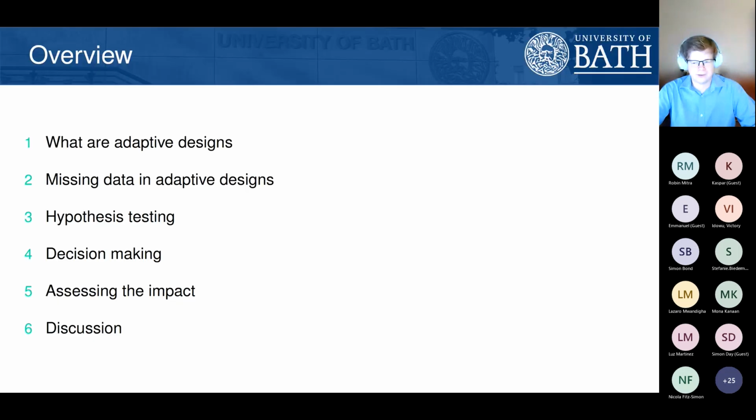So just to give you a quick outline of the talk, for those of you that have seen me talk before, I do apologise. I'm going to start with an introduction to what adaptive designs are, try and convince you that they're a good idea before telling you about the problems with them. But hopefully that will put us all on the same page in terms of what it is we're trying to achieve. We'll then talk about where the missing data comes from specific to adaptive designs. So this is slightly different to missing data that we might consider more generally, but as a consequence of the design.